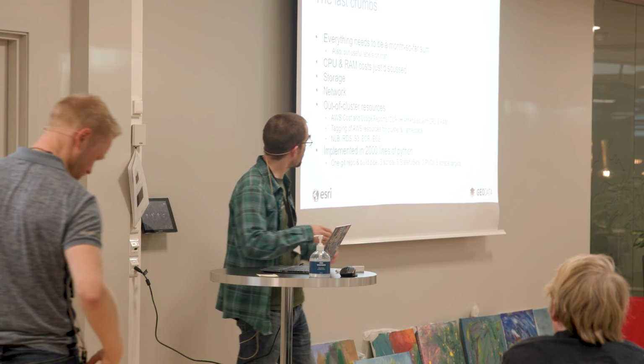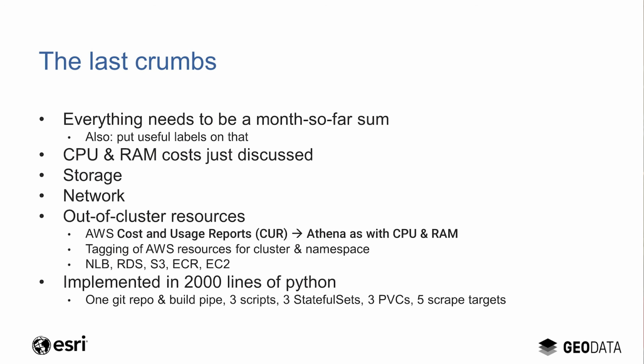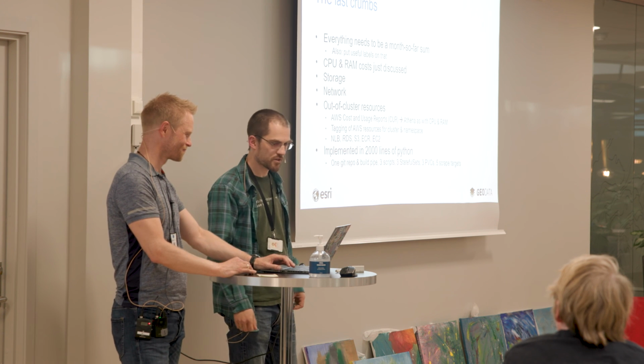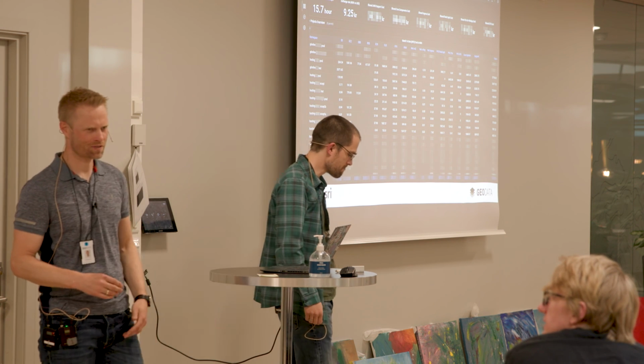And then there are a few more crumbs, which are easy to summarize. Storage and network, which Paul was mentioning, you have to also get those, but they're easy to get. Everything gets boiled down to these increasing graphs that reset at the end of the month. This was done in about 2,000 lines of Python and some other stuff, so it's really not that bad. There were just a few bugs on the way. And then the end result would actually be something like this.